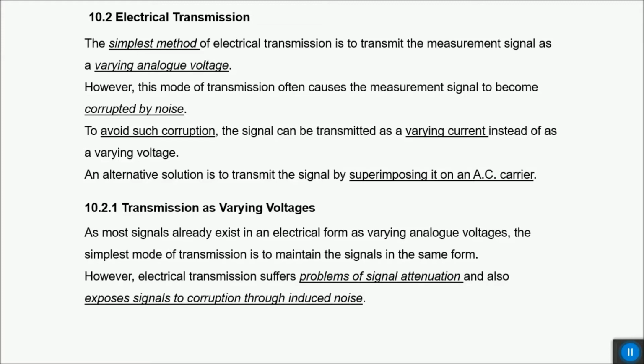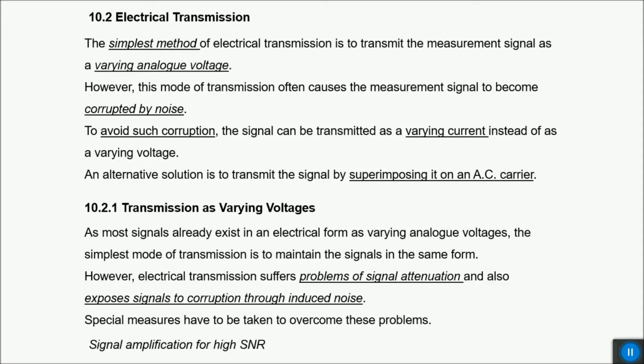But as we just pointed out, there are problems of noise and signal corruption because of induced noise, electromagnetic interference, EMI, and also the signal is attenuated when it is transmitted over a long distance in the form of a varying analog voltage. These problems have to be tackled somehow, and one of the measures is to amplify the signal and get a high SNR, signal to noise ratio, because amplification will omit the common mode noise and will give you a high SNR, and the shielding of the signal wires against the noise.